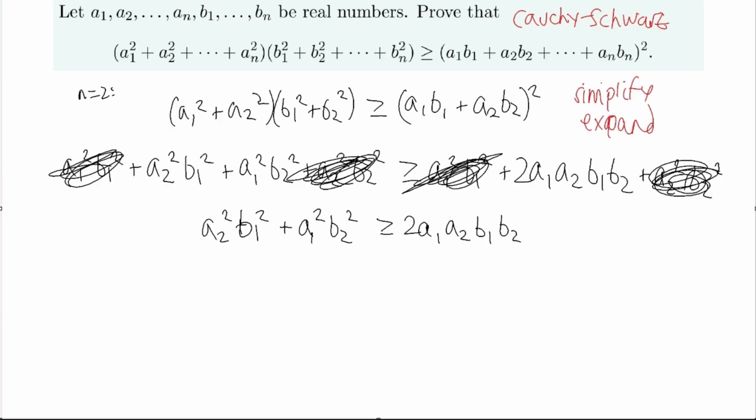Now this looks very suspiciously like the trivial inequality, or the two-variable case of AM-GM that we got earlier. So we want to see if this is equal to 2 times a2b1 and a1b2. And luckily enough, it is. And this therefore finishes by the trivial inequality. And I'll have to specify that all steps are reversible.